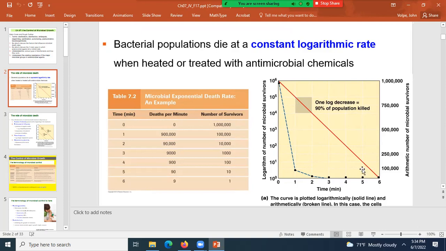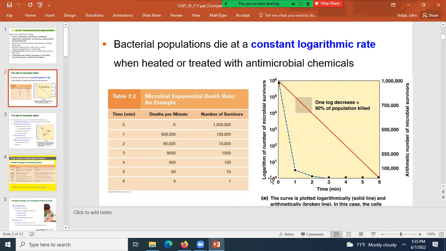Generally, over 1 unit of time, you get 1 magnitude of cell death, or 90% of the cells die over 1 minute of time. So if you have 10 to the 6th cells, 1 minute later, you'll have 10 to the 5th cells. 2 minutes later, you'll have 10 to the 4th cells. Any question about any of that?